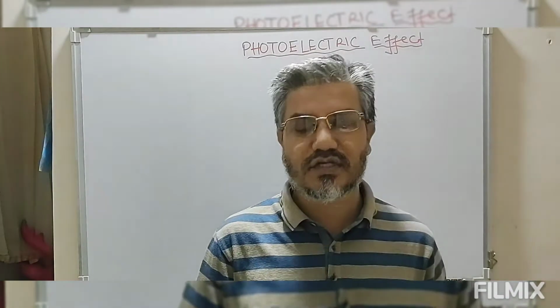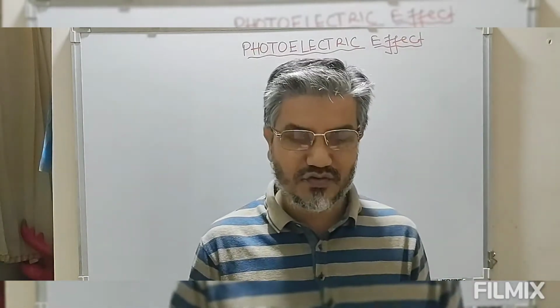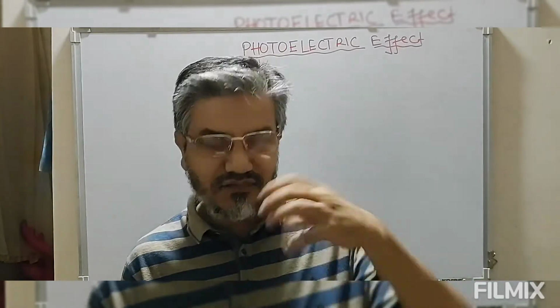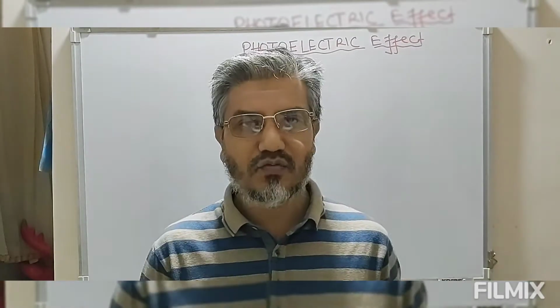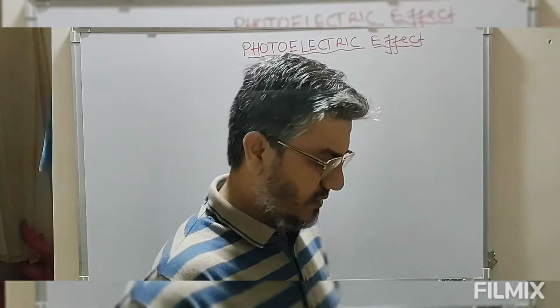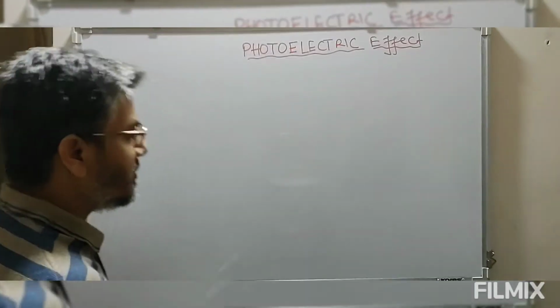Due to the flow of electrons, current is generated, and that current is stored in a battery. So when the light is cut off, the energy which was stored in the battery is converted again into electrical energy. So this is what we call the photoelectric effect. Now look at this photoelectric effect. Let me give you the definition first.